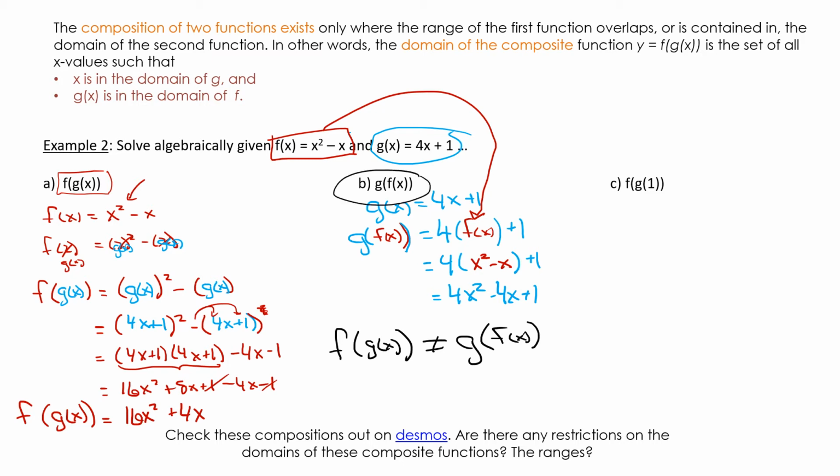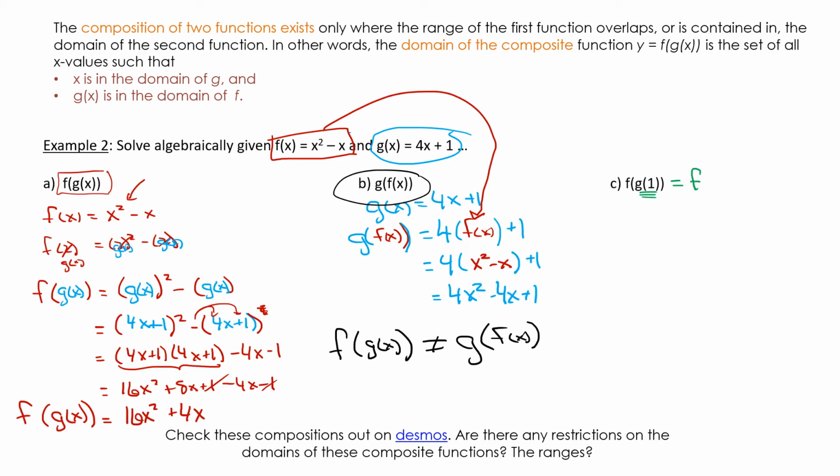Well, let's try an easier one, one with a number. F at g at 1. Okay, so there's a couple of ways to do this. Let's look at g at 1 first. Let's work with the inside of the bracket. So I want to find out what f at g at 1 is.